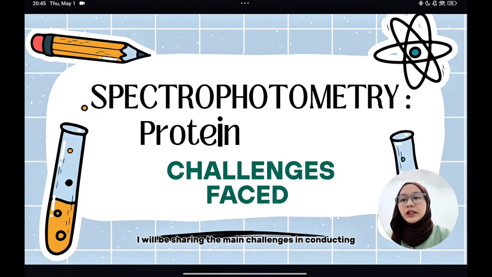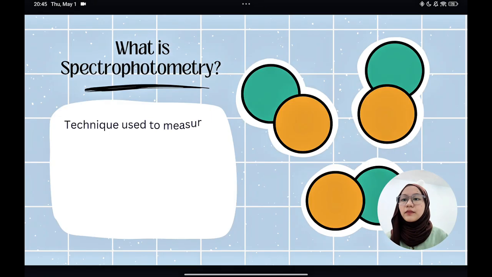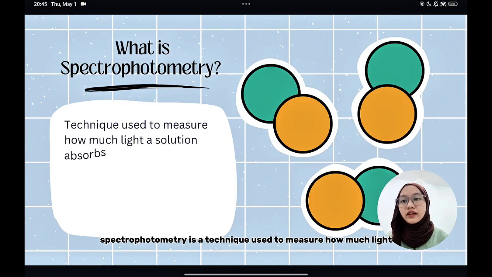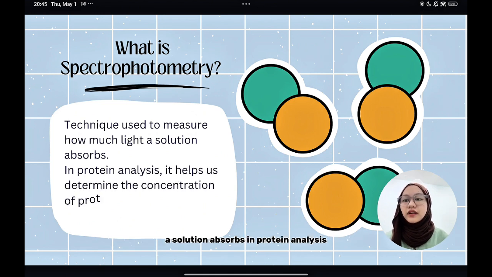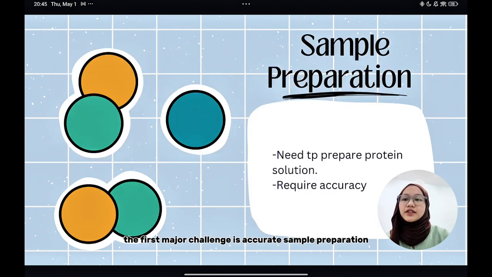I will be sharing the main challenges in conducting protein analysis using spectrophotometry, and I will explain why it can be difficult. Spectrophotometry is a technique used to measure how much light a solution absorbs. In protein analysis, it helps us determine the concentration of protein in a sample, usually by comparing it to a standard curve.